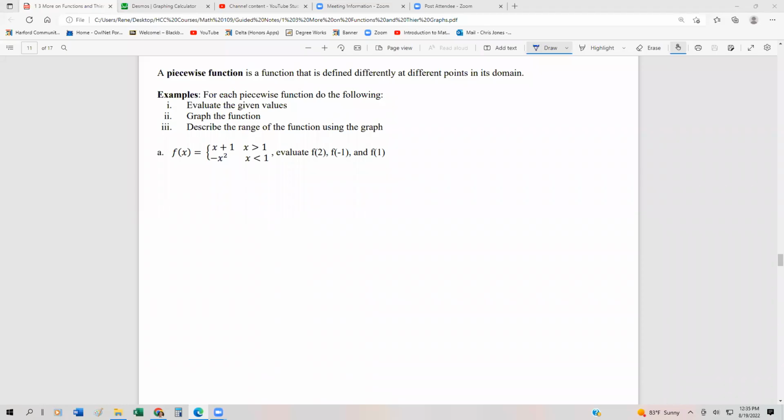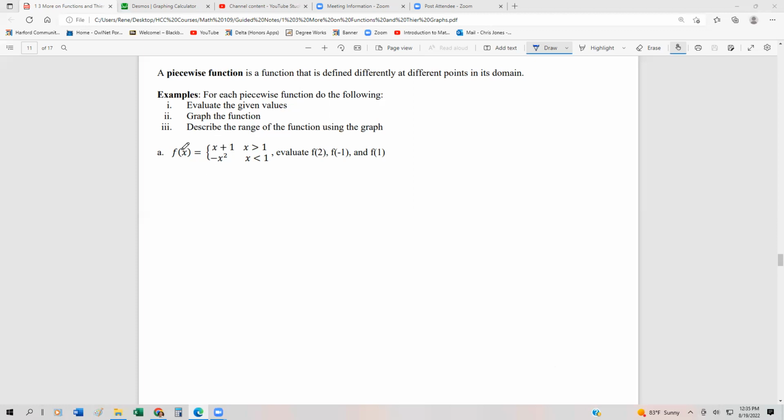In this video, we're going to look at these animals called piecewise functions. Piecewise functions are a little bit different than the functions that we've been looking at because a piecewise function is defined differently at different components of its domain. A piecewise function might be linear at some points, quadratic at others, or cubic in others. It just depends upon how the piecewise function is constructed. So we're going to take a look at how we graph piecewise functions, how we evaluate values, and how we describe some of the components of it.